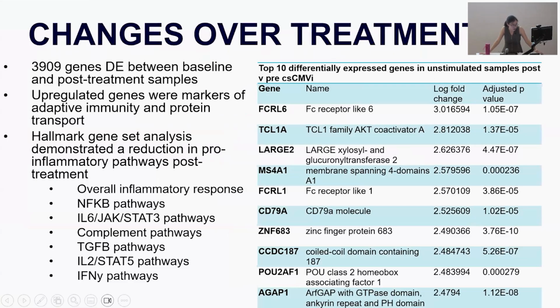Now, changes over treatment. As expected, there were a whole bunch of genes that were differentially expressed between your post-treatment time point and your baseline time point, about 4,000 genes, and the top 10 are represented in that table there. In general, upregulated genes were markers of adaptive immunity and protein transport. When we did hallmark gene set analysis, that generally demonstrated a reduction in pro-inflammatory pathways post-treatment: overall inflammatory response, your NF-kappa B pathways, IL-6 that I mentioned earlier, and of course the interferon gammas as well.